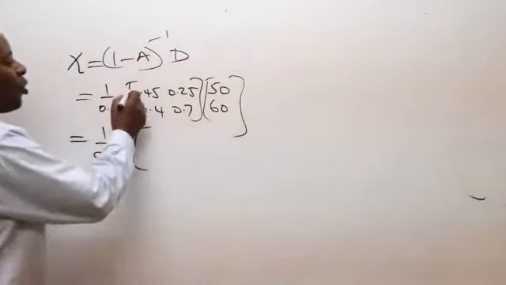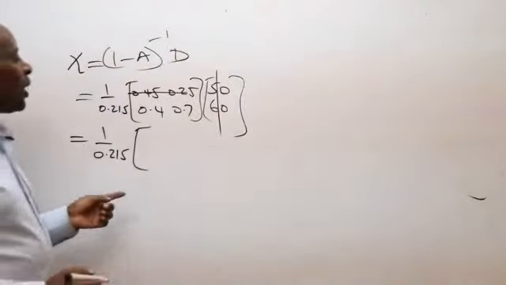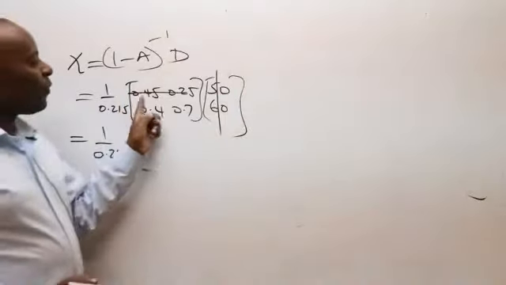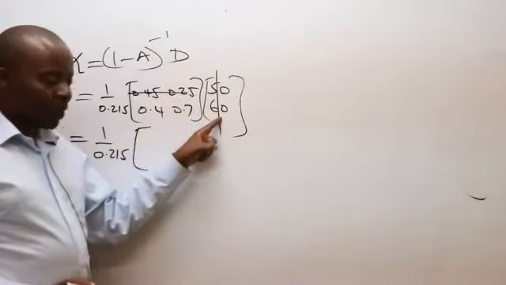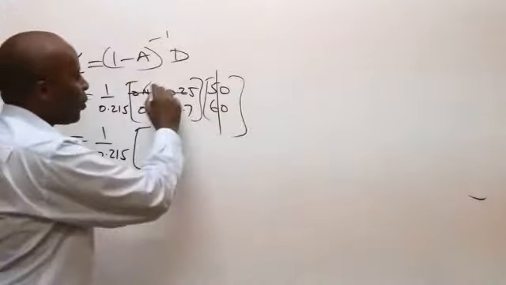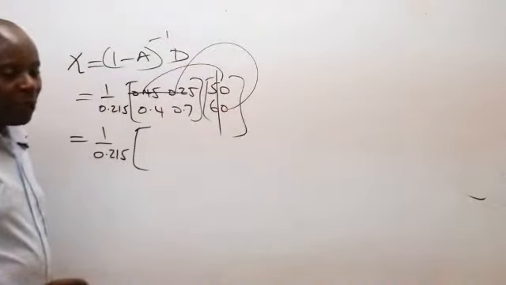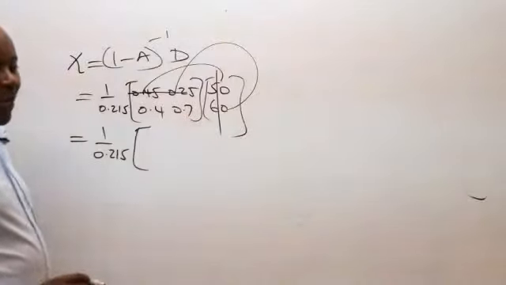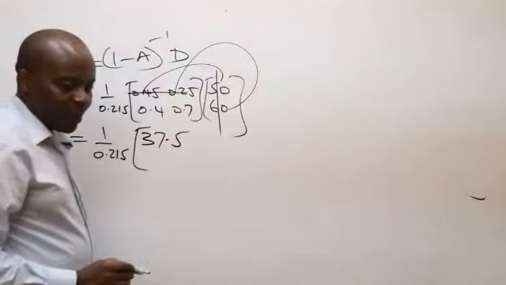So this is the row here, and that is the column. Could you kindly go ahead and do the multiplication for us? You say 0.45 times 50 plus 0.25 times 60. Remember, it is first ones multiplied plus second ones multiplied. So I say that it will be 37.5.